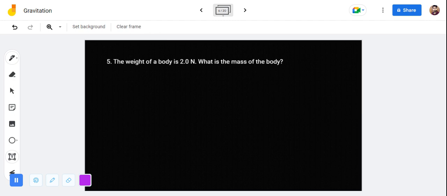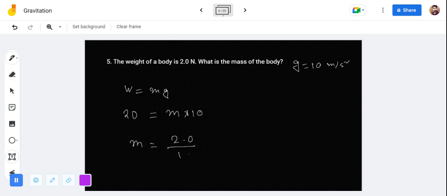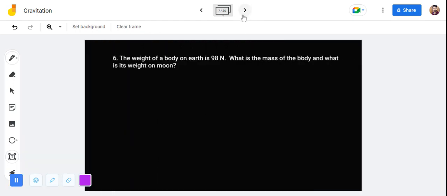Now for this type of case, g is given in our book as 10 meter per second square. So now we will use the formula W equal to mg. W is given as 2 Newton, so 2.0 equal to m into 10. So m will be equal to 2.0 by 10, that is 0.2. This is in kg. If you change the unit, it will be 20 gram. Okay. Now do the next question.